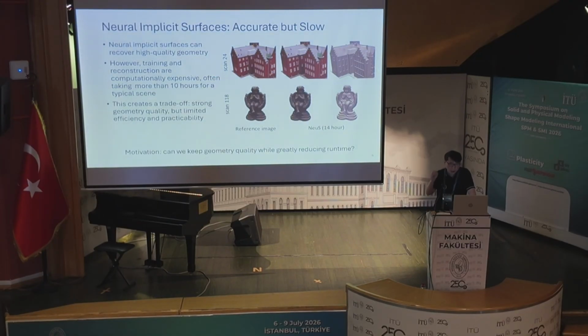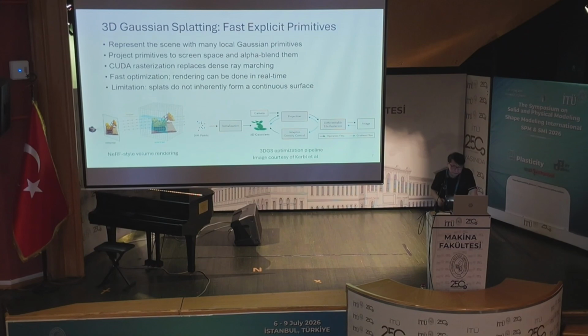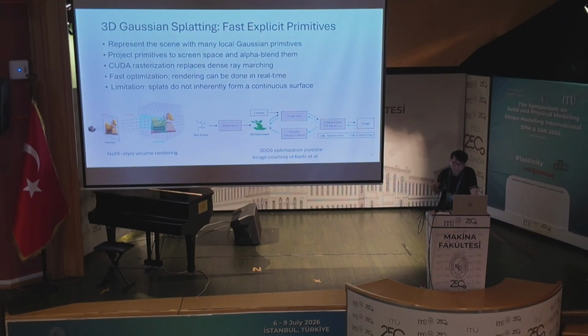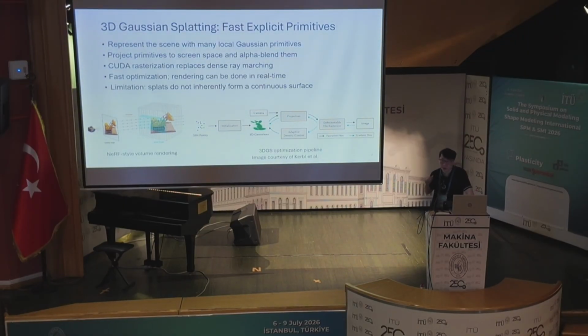So this is where Gaussian splatting becomes attractive. 3D Gaussian splatting represents a scene using many local Gaussian primitives. So instead of sampling densely along camera rays like in volume rendering, 3D Gaussian splatting projects these primitives to the screen space and then uses alpha blending to compute the pixel colors. So this can be implemented very efficiently with CUDA rasterization. So training is much faster compared to volume rendering based approaches, and rendering can also be done in real time.